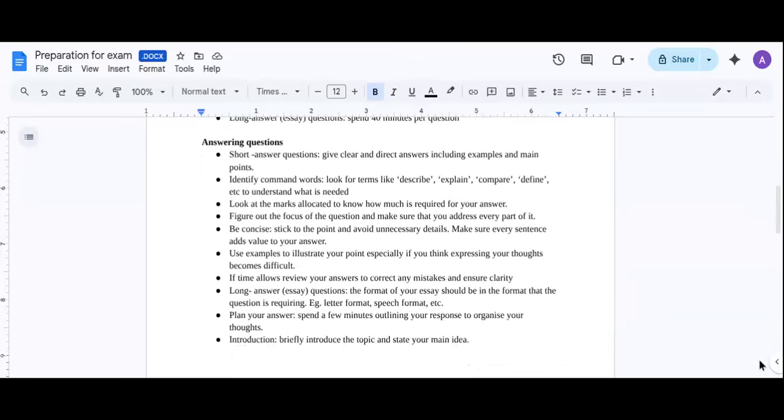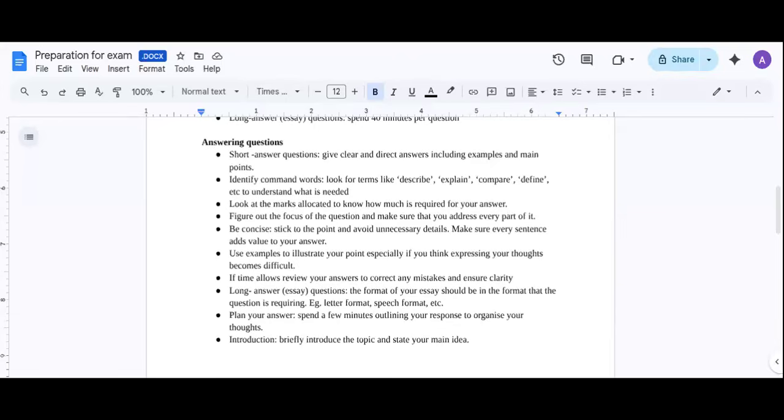So, answering questions. The short answer questions, it wants that you give clear and direct answers, including examples and main points. Now, I always suggest that you give a short example when you are answering questions. Why do I suggest that? It is in case you are unable to express your answer in a textbook manner, for lack of a better term.